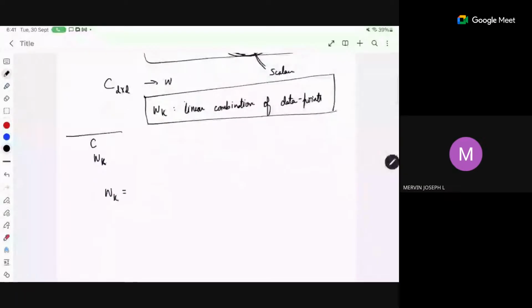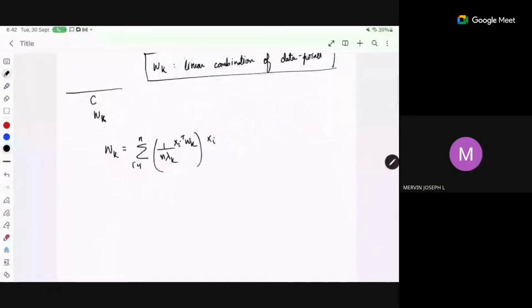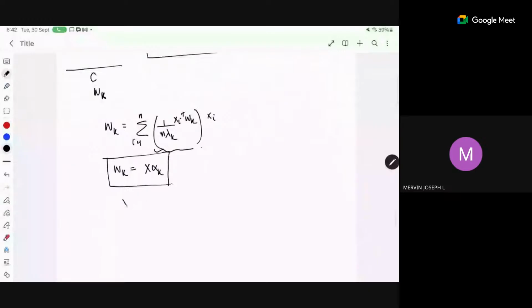This part, which is wk equal to 1 upon n lambda k, xi transpose wk xi, i varying from 1 to n, we can also write in the form of a matrix as X alpha k, where alpha k's are this in the matrix notation. So what is my X going to be here? It is going to be X1, X2, and so on till Xn. And what is going to be my alpha k?